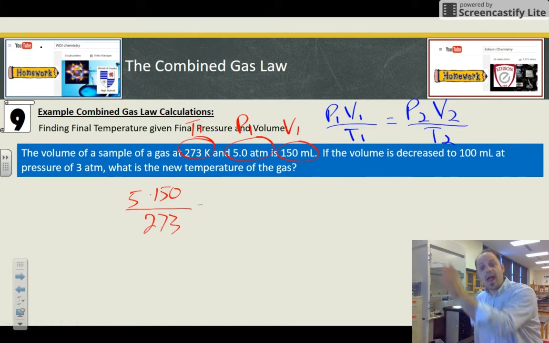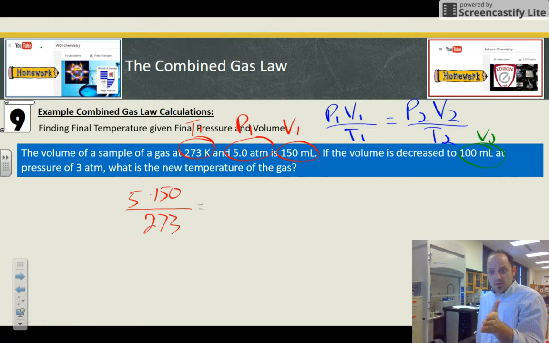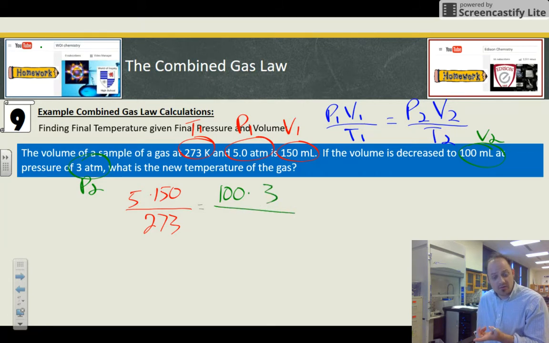This is going to equal the after conditions. Let's do these in green. So we're going to find the volume is decreased to 100 milliliters. That's V2. The pressure is at 3 atmospheres. That's P2. What is the new temperature of the gas? So I have P2 and V2 up top. That's 100 times 3. And the new temperature of the gas is X. You need to solve for T2.